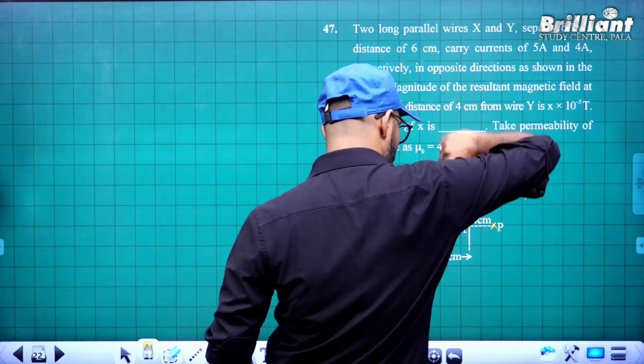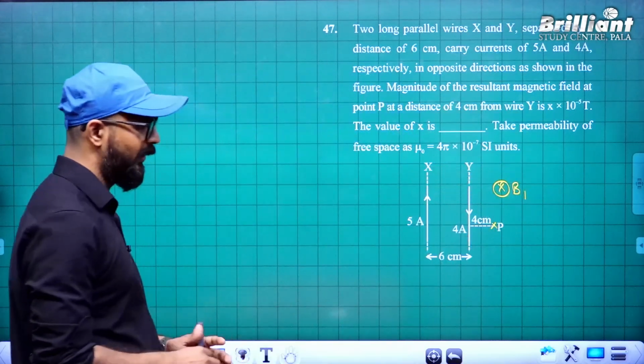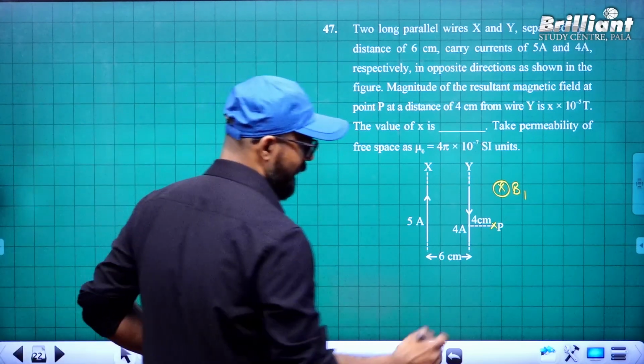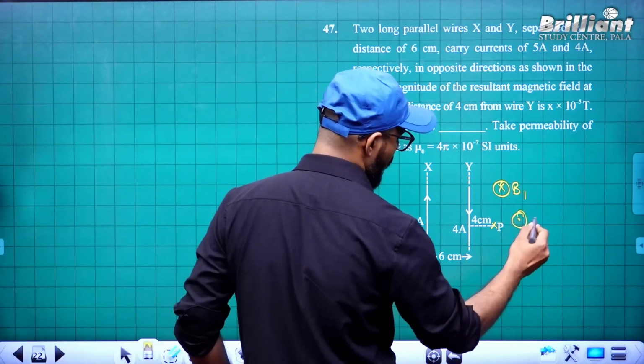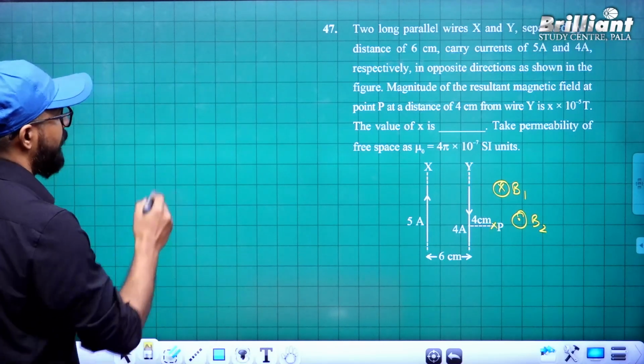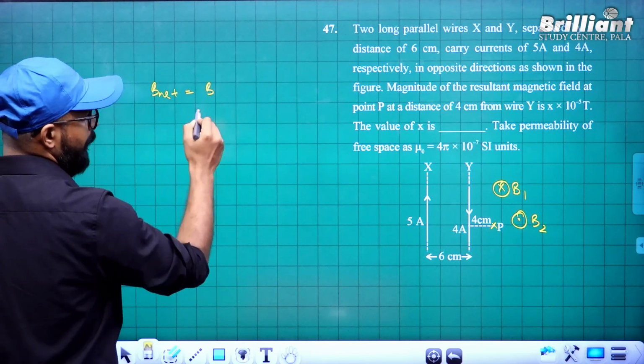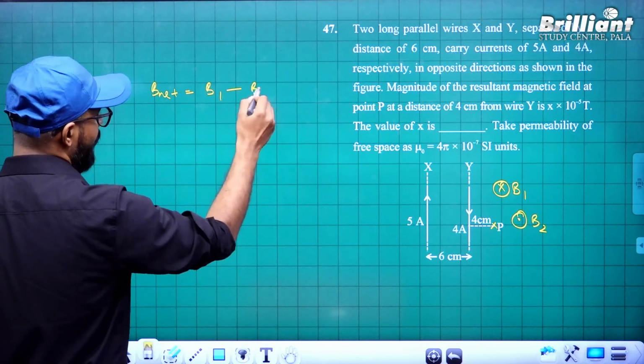Fingers, you can see the current direction is this. Fingers enter from here and come out from the other side. Since it's coming out, we can put it as dot magnetic field. That means magnetic fields are in the opposite direction. And B net is equal to B1 minus B2.